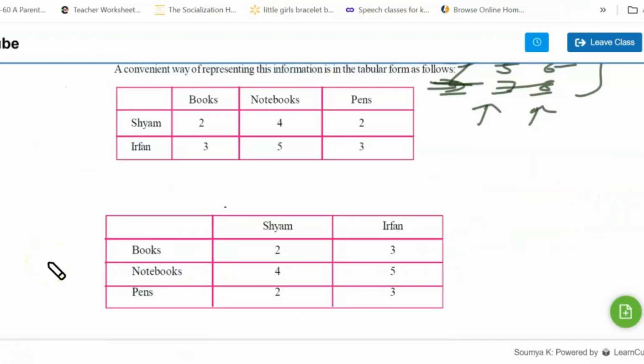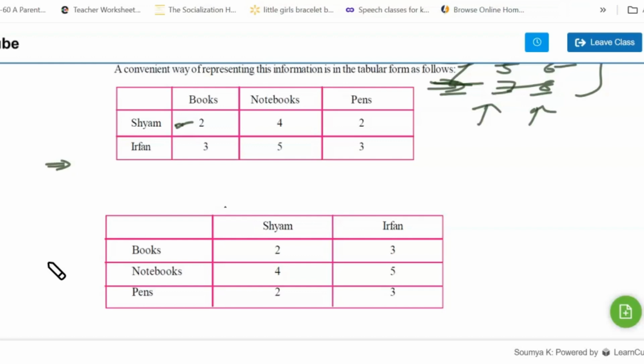Let's talk about the representation of a matrix. Consider we have an arrangement of information like this: books, notebooks, pens, and two students, Shyam and Irfan. Shyam has 4 notebooks, 2 books, and 2 pens, whereas Irfan has 3 books, 5 notebooks, and 3 pens. So this is the arrangement of information in its tabular form. We can arrange this information in the form of a matrix.